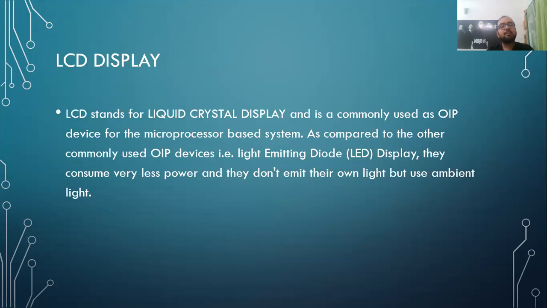So what is an LCD display? LCD stands for liquid crystal display and is commonly used as an output-input device for microprocessor based systems. As compared to other commonly used input-output devices, such as light emitting diode display, an LCD display consumes very less power and it does not emit light of its own but uses ambient light.